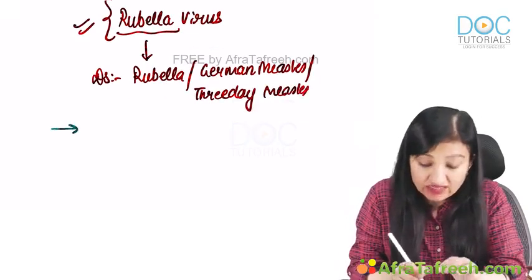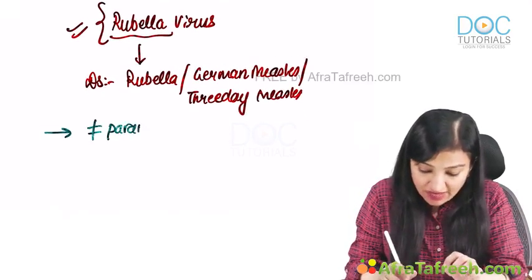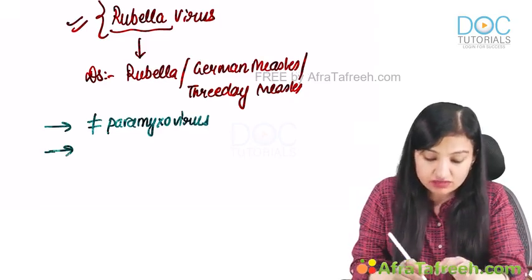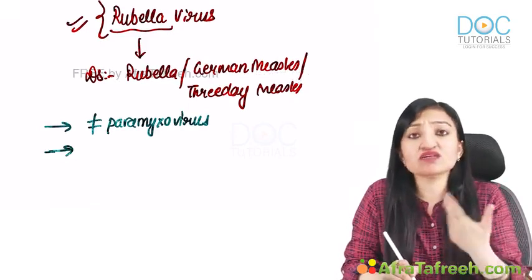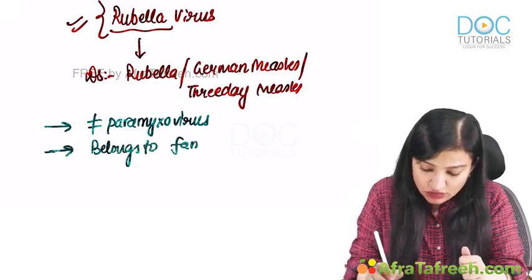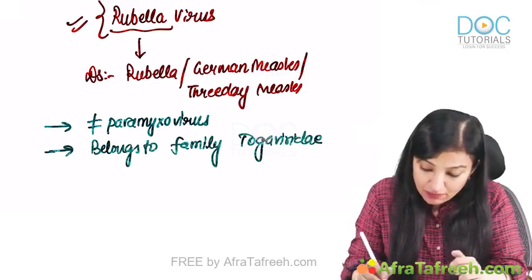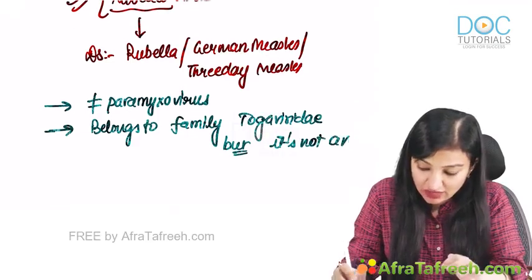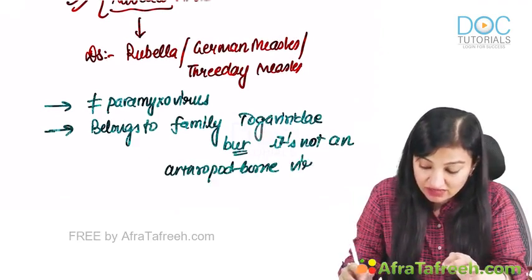Okay. Now, as I said, rubella virus is not a paramyxovirus, but has got some similarities with the measles virus as far as clinical features are concerned. If it is not a paramyxovirus, then what is it? It belongs to the family Togaviridae. But remember, it is not an arthropod-borne virus. Now, why am I saying so?